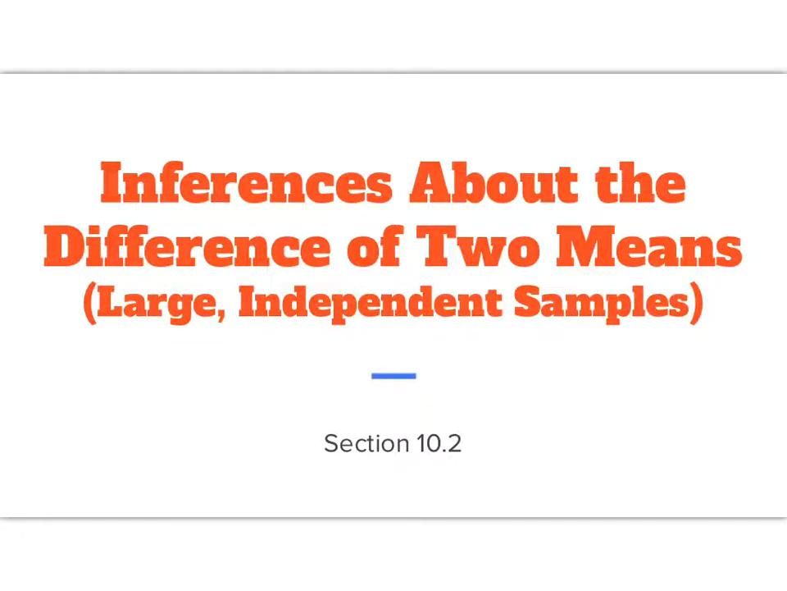In section 10.2, we're back to doing hypothesis testing based on the population and sample means. However, in this section, we're now dealing with two means and comparing them at the same time instead of doing hypothesis testing based on a single mean. Now, those two means need to come from independent samples.